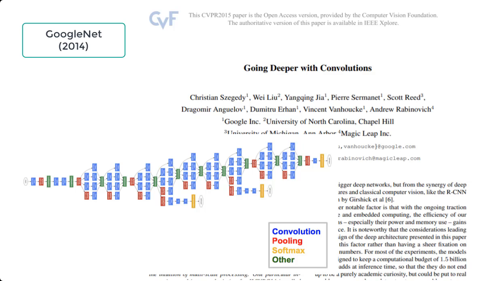GoogleNet uses a 22 layers deep network, which is deeper than VGGNet, and it reduces the number of parameters 12 times. If you remember, VGGNet had about 138 million parameters, whereas GoogleNet has only about 13 million parameters, which is 12 times fewer. And at the same time, the interesting part is it achieves significantly more accurate results.